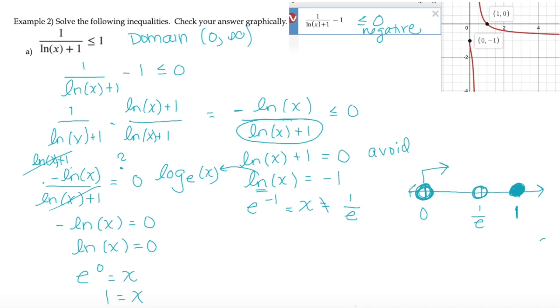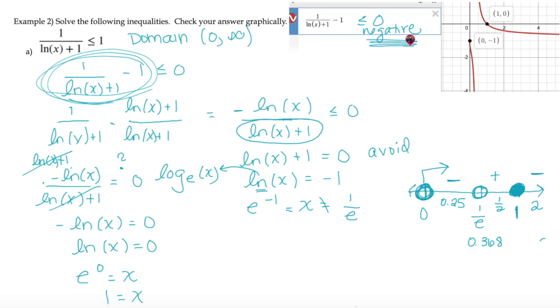1 divided by e is approximately 0.368. So if I chose a test point of 0.25 and a test point of 1/2, this will help us determine where we're negative and where we are positive. If I chose 0.25 and substituted that back into my function, we end up with a negative value. If I substitute positive half, we end up with a positive value. And we need to know what happens over here too. So let's do 2. We end up with a negative value.